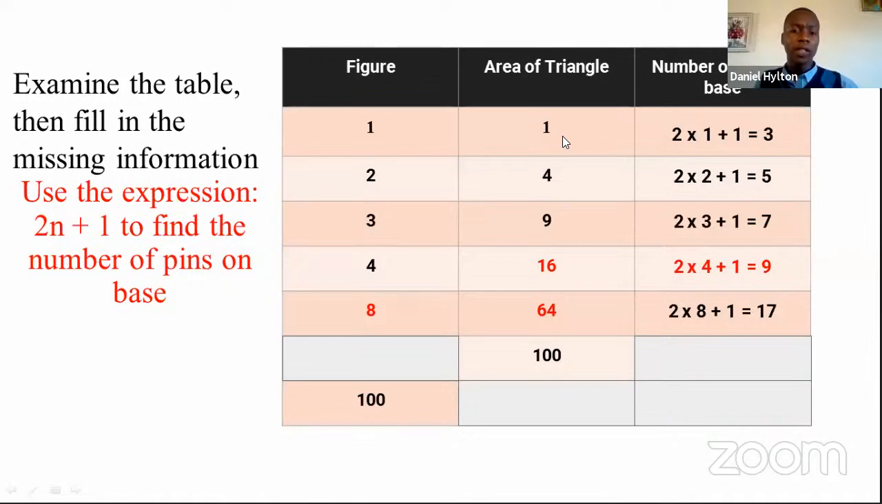Okay, so we know that in order to get the area of the triangle given the figure number, we square it. So if we're moving from area of triangle to figure number, we'll do the opposite of that. So we'll take the square root of 100. The square root of 100 is 10. So I'm using 10 for a figure number. The number of pins on base would be 2 times 10 plus 1, which is just 21. And for figure 100, what would the area of that triangle be?